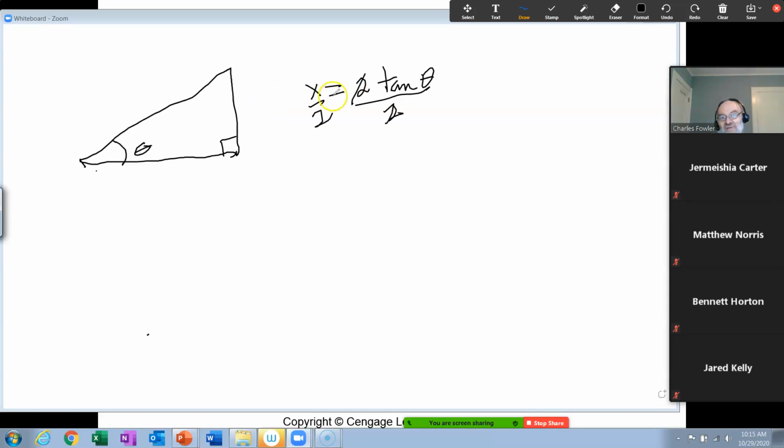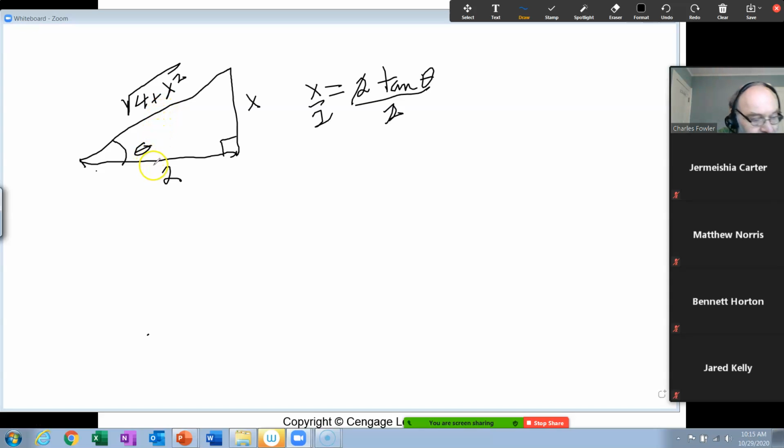Then tangent is opposite over adjacent. So that makes this the x, that the 2. So that's the triangle they're showing here. Okay. Now, with that in mind, what would be the hypotenuse? Well, 2 squared plus x squared would have to be your hypotenuse squared, right? Pythagorean theorem. So the hypotenuse would be the square root of 4 plus x squared. And that is exactly the expression we were dealing with before.